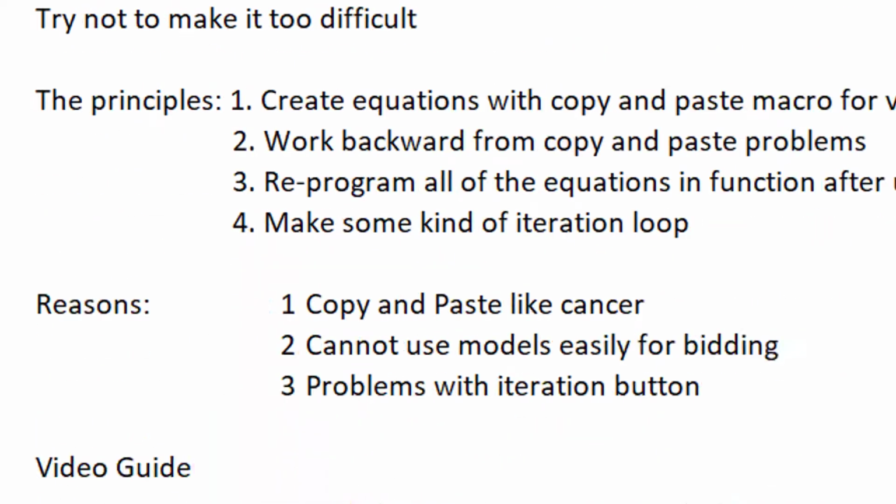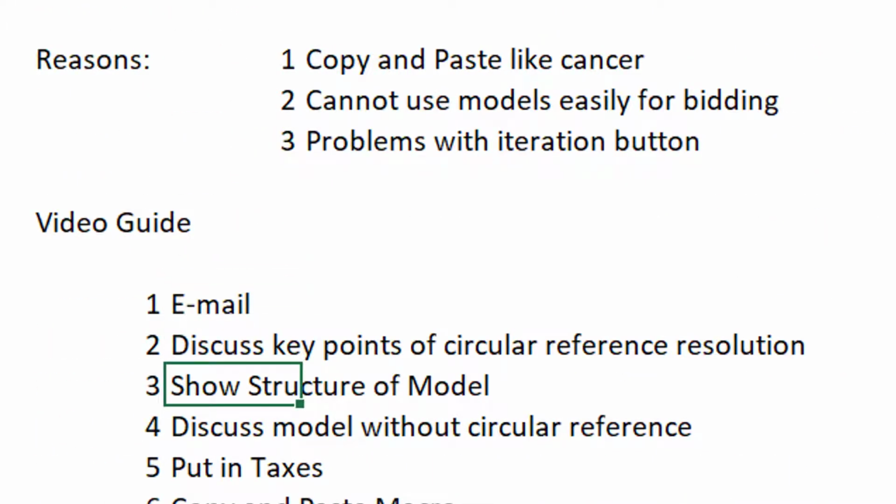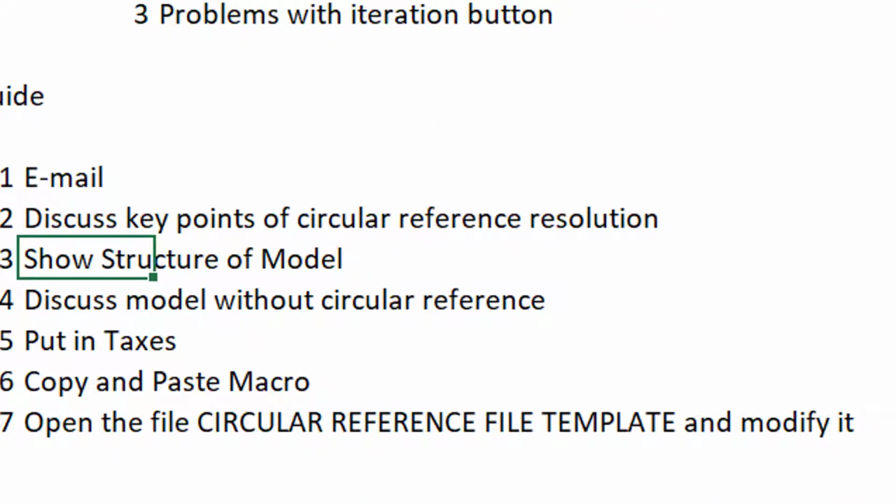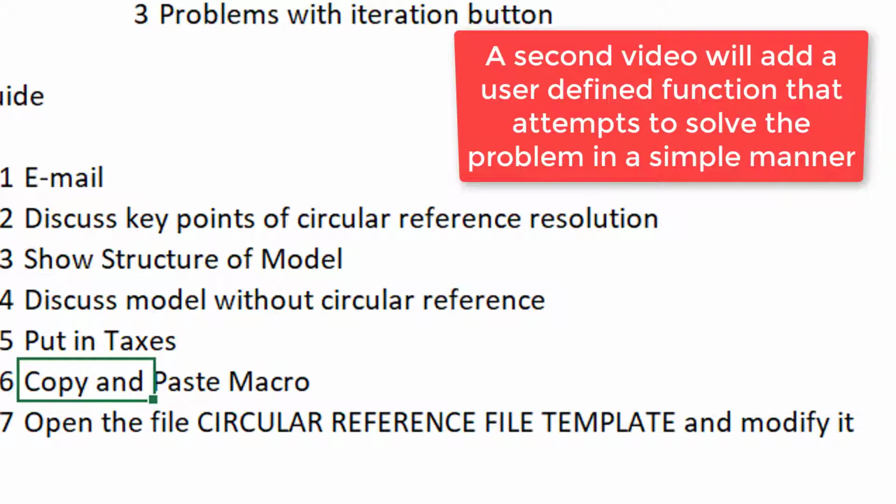So let's go down to our structure. I'm going to demonstrate what I just introduced to you, the structure of the model. And then after I show you the structure of the model, we'll discuss how the model works with no circular reference. We'll put in taxes, and then we'll solve the whole thing with some easy copy and paste macros, 2 of them. But then we'll see that if we want to do some interesting analysis, like compute a target price of our power or something like that, it's going to be a pain. It's a pain with a copy and paste macro.